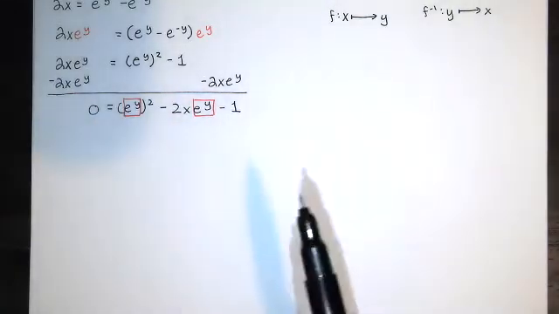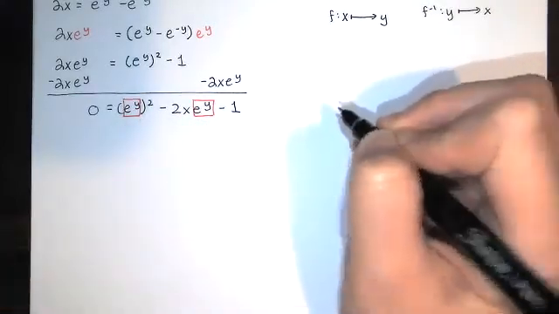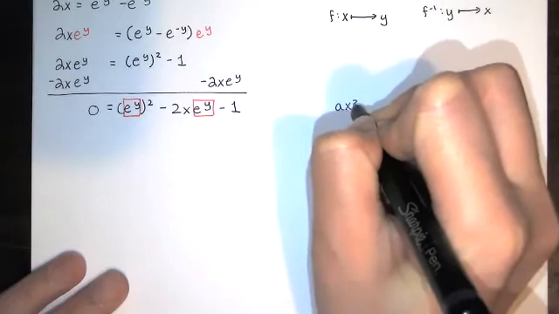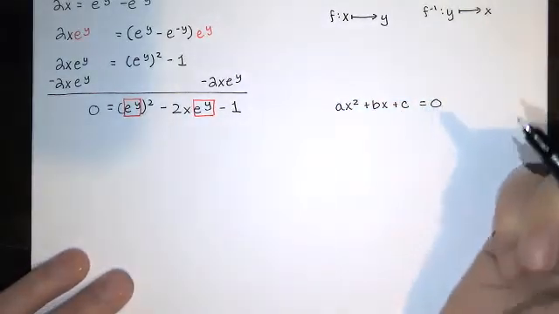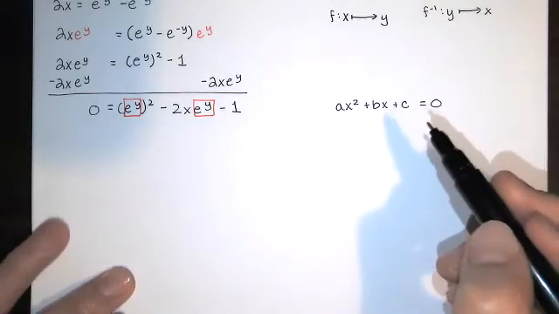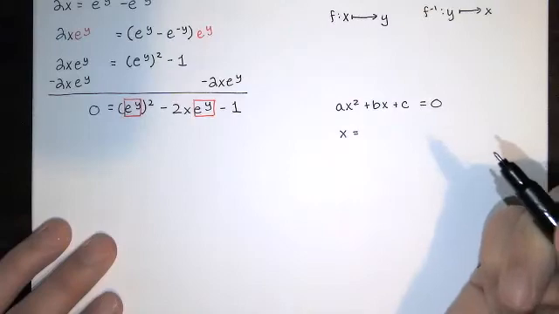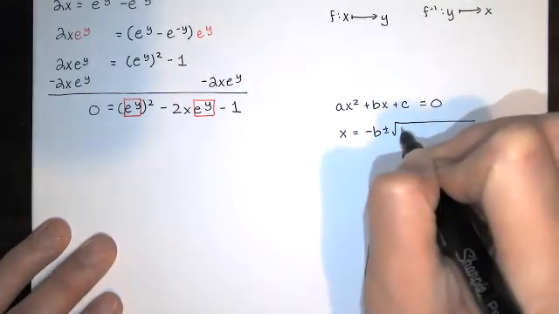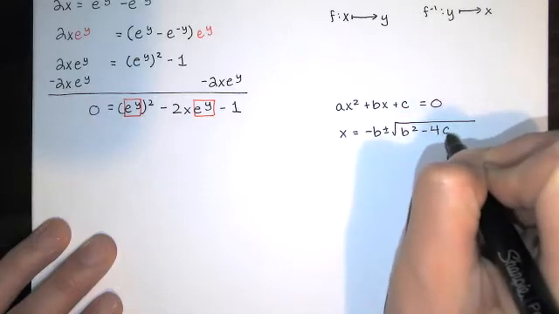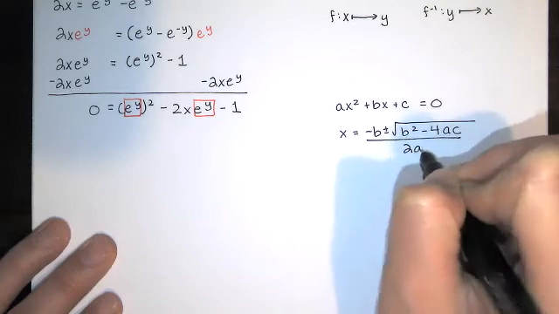But I can solve this the same way that I solve a quadratic equation. So remember how that works. If we have an equation like this, it has two solutions. The two solutions are given by x equals negative b plus or minus the square root of b squared minus 4 times a times c, all divided by 2 times a.